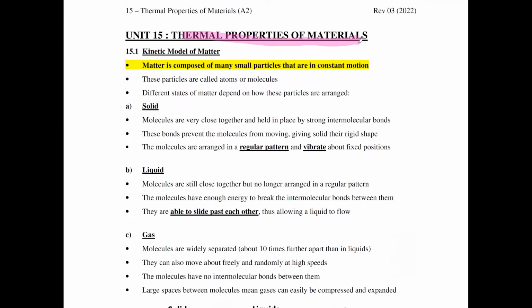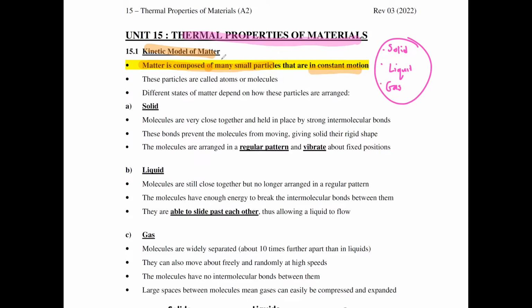Now, to start it off, we need to go with what is the kinetic model of matter. The kinetic model of matter tells you that matter is composed of many small particles that are in constant random motion. When we're talking about matter, we know that there are three states of matter, right? Where we say that you have solid, you have liquid, and you have gas. So states of matter can be classified as one of these three.